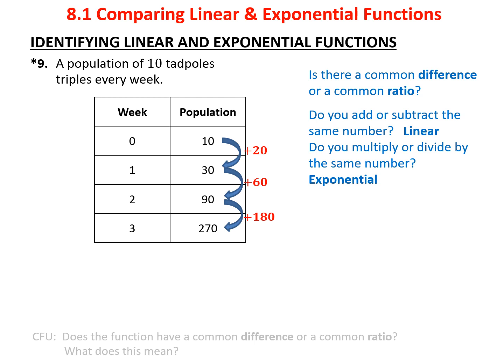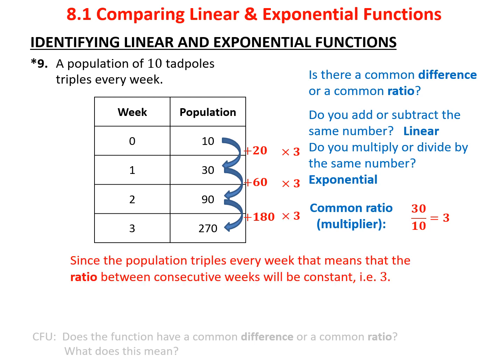Let's check and see if there's a common ratio. So for example, my common ratio would be, it went from 10 to 30, so 30 divided by 10 is 3. So our common ratio may be 3. Let's just check it out. 10 times 3 is 30. 30 times 3 is 90. 90 times 3 is 270. So yes, the population triples every week, and that means that the ratio will be constant 3, and the growth of the tadpoles is an exponential function.